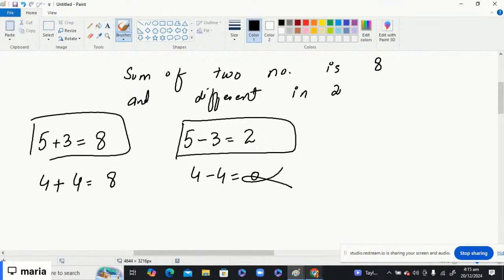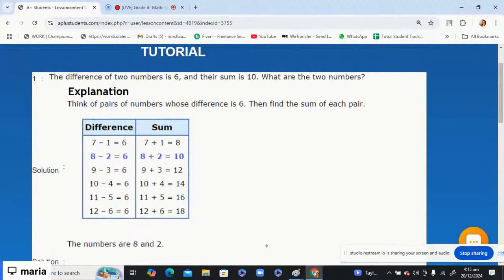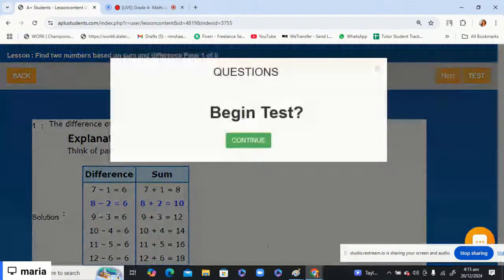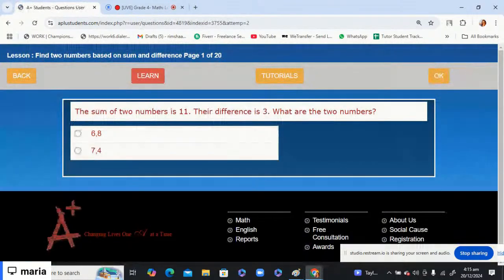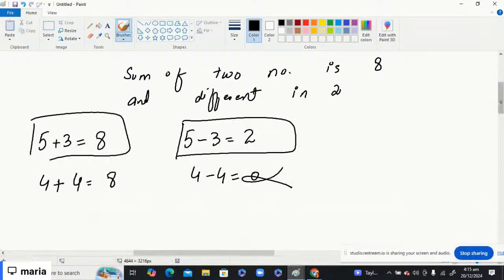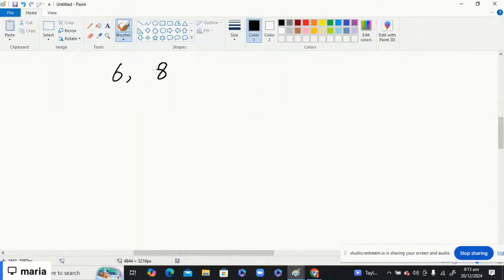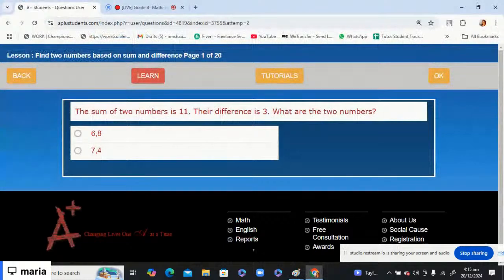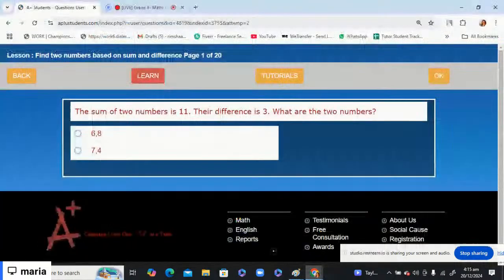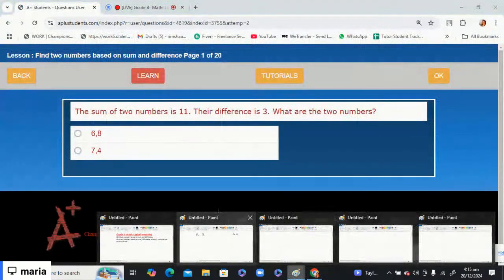Okay, now let's do the test questions. The sum of two numbers is 11 and their difference is 3. So first of all, the numbers given are 6 and 8, and the other numbers are 7 and 4. They are saying that their sum is 11 and the difference is 3.